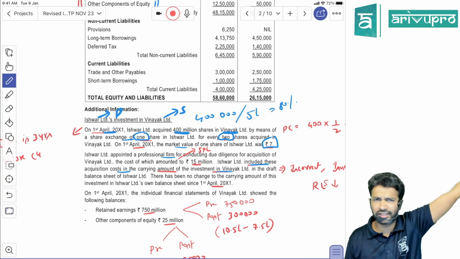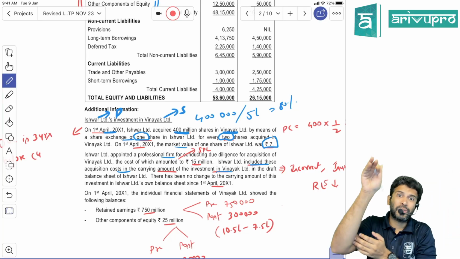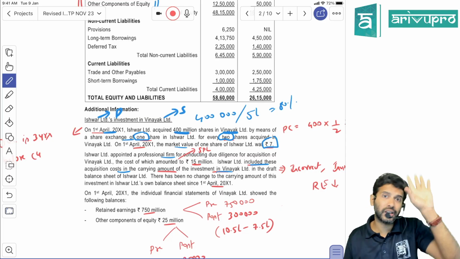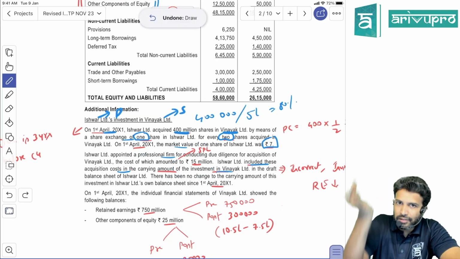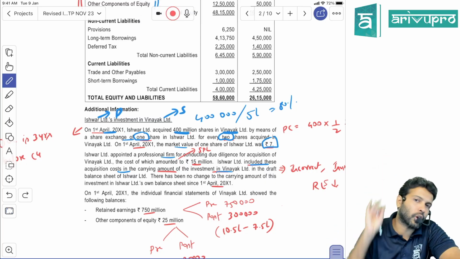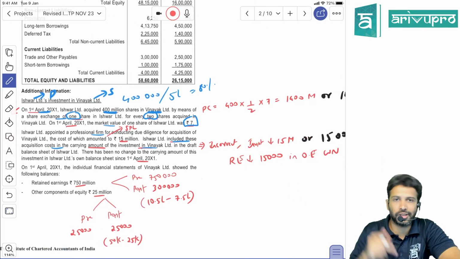So they've considered this. That's okay. That's for the valuation. But as far as business combination and consolidation are concerned, these are all transaction costs. They should not be considered. So basically, in the investment value, this 15 million has been added to the cost of investment. All these are transaction costs.